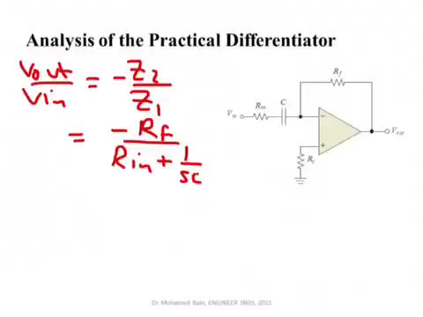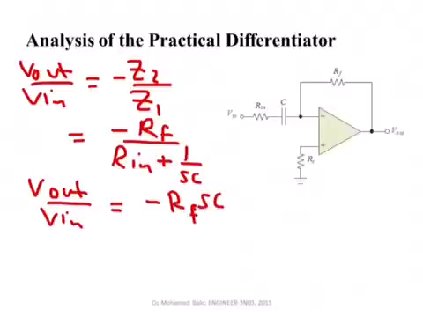If you multiply both sides by SC, we end up with this ratio: Vout over Vin is equal to minus RF multiplied by SC divided by 1 plus Rin multiplied by SC. Now let's multiply both sides by this term, and then I will take it back from the frequency domain to the time domain. 1 multiplied by Vout, if I take it back to the time domain, I get Vout of t. S multiplied by Vout gives you Vout dot. S multiplied by Vin gives you Vin dot.